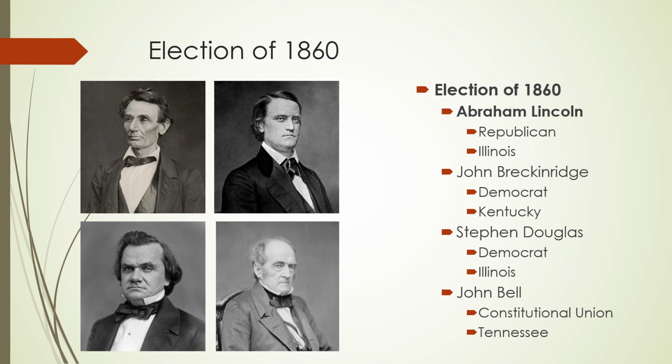And then we have this guy, John Bell. John Bell is from a party called the Constitutional Union Party, which basically wants to follow the Constitution and keep the Union together. But he's from a southern state. He's from Tennessee. So you're going to get Southerners who could potentially vote for that party because they don't want to see the country torn apart. You might get Southerners who vote for Breckinridge because they're pro-slavery and they want to protect that. You might get Northerners who vote for Douglas because they're Democrats, and then you might get Northerners who vote for Lincoln. And so let's see what happens.